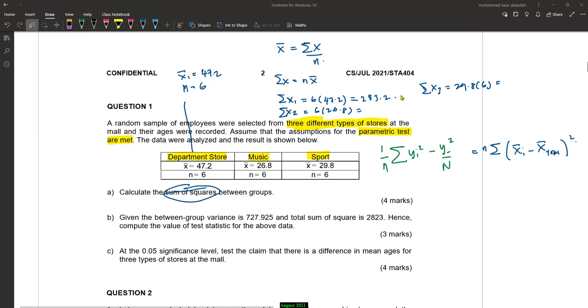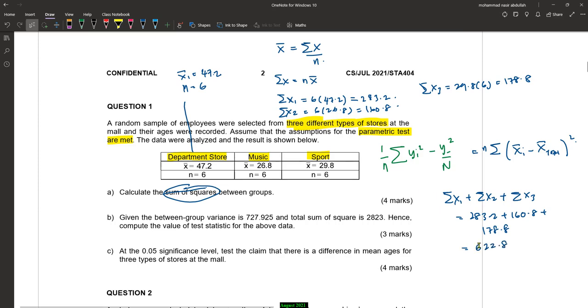So the sport is 178.8 and music is 160.8, right? Okay, good. So now boleh kira. So we add all the total kan, 283.2 plus 160.8 plus 178.8. So kita akan dapat, ada yang dah calculate 622.8.